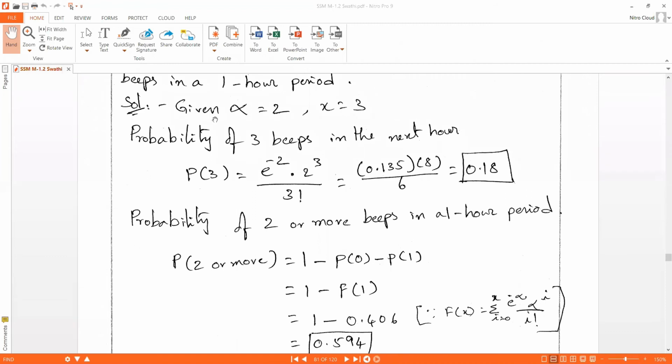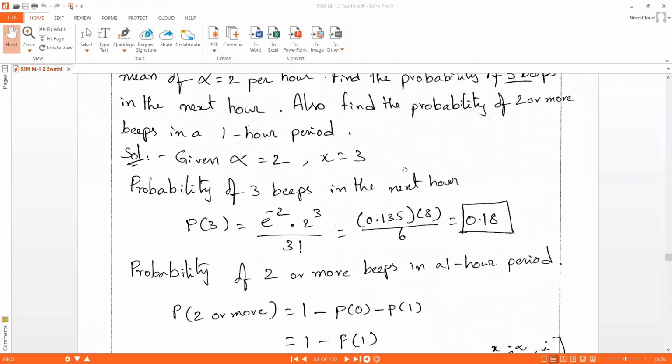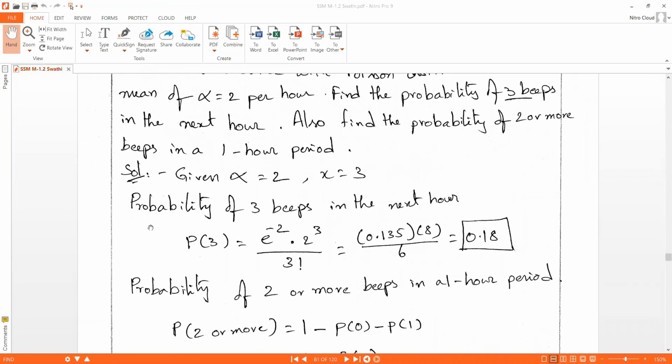Here the alpha value is given as 2 and x value is given as 3, and we need to find the probability of 3 beeps in the next hour. For that, the formula is P of 3 is equal to e power minus alpha, that is e power minus 2, into alpha power x, alpha is 2, x value is 3, divided by x factorial, which is 3 factorial. If you solve this, we will get 0.18.